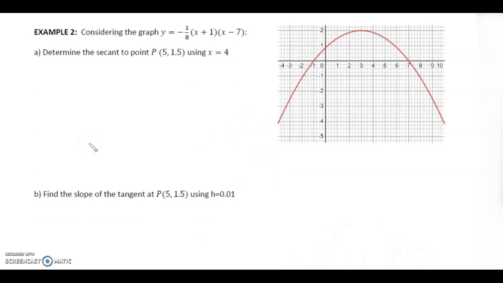So example 2, considering the graph y equals negative 1 over 8, times x plus 1, times x minus 7. Okay, so I included the graph for us. And that's just a parabola, right, with x-intercepts negative 1 and 7. Okay, determine the secant to the point P (5, 1.5). So if you actually think about (5, 1.5), this is going to be your P value.